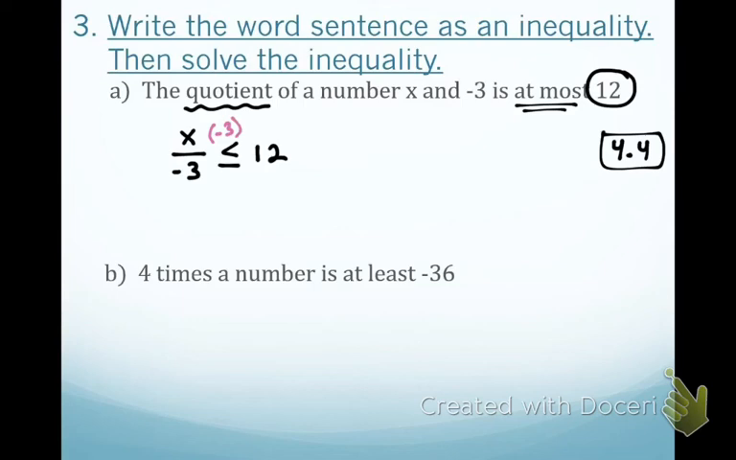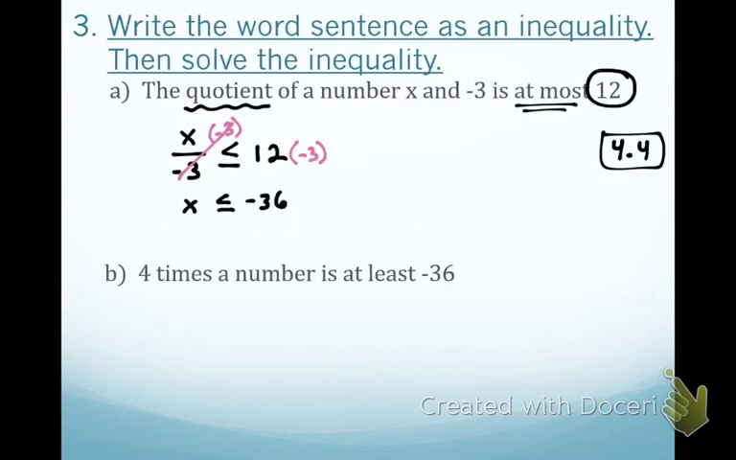Multiply by negative 3 on both sides. This over here cancels out. X is less than or equal to... Guys, a negative times a positive equals a negative. What is 12 times 3? Very good, negative 36. Do I need to flip the symbol?